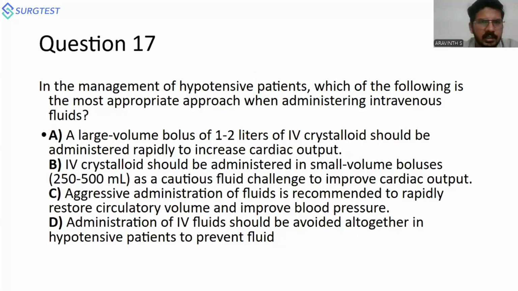Which is the most appropriate approach when administering intravenous fluids? A, a large volume bolus of 1 to 2 liters of IV crystalloid should be administered rapidly to increase cardiac output. B, IV crystalloid should be administered in small volume boluses as a cautious fluid challenge to improve cardiac output. C, the aggressive administration of fluids is recommended to rapidly restore circulatory volume and improve blood pressure. D, the administration of IV fluid should be avoided altogether in hypotensive patients to prevent fluid overload.